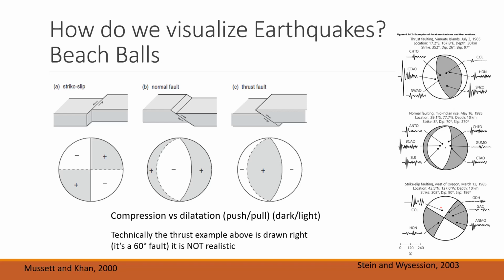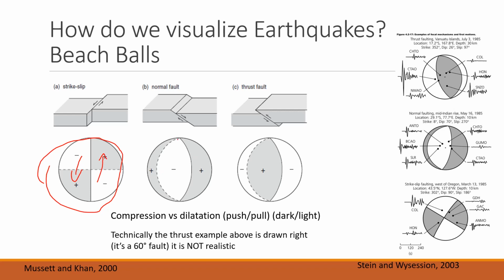How do we visualize earthquakes? So we do this with beach balls. Beach balls are a visual way of plotting what type of earthquake we have and where we see the different energy. They give us a lot of information, actually. So if we see a beach ball that looks like this, it is immediately going to tell us we have a strike slip fault. So we are seeing motion that goes in this direction.